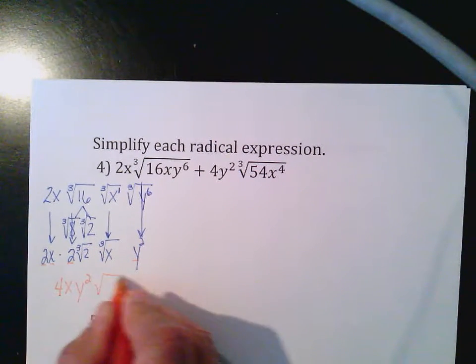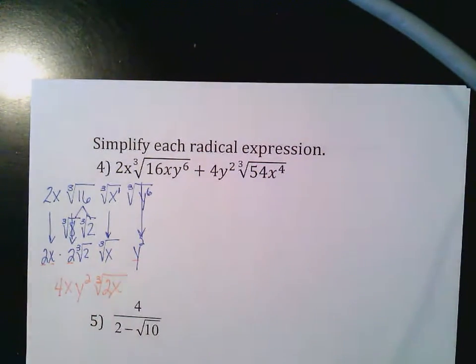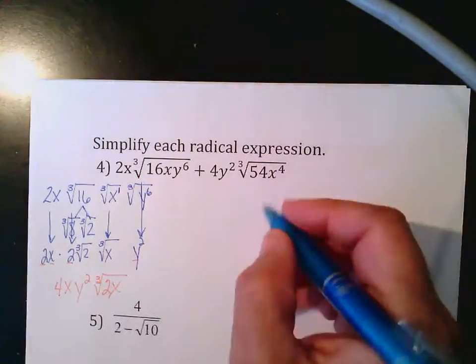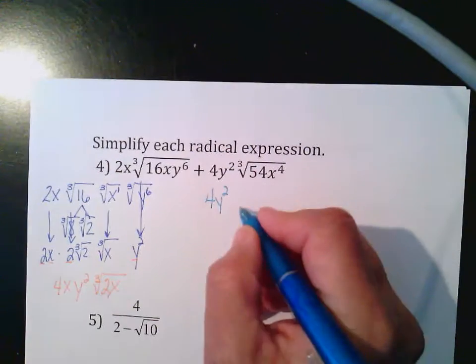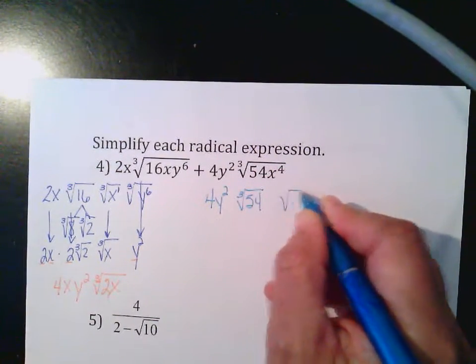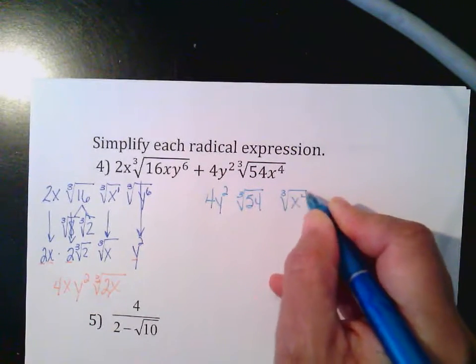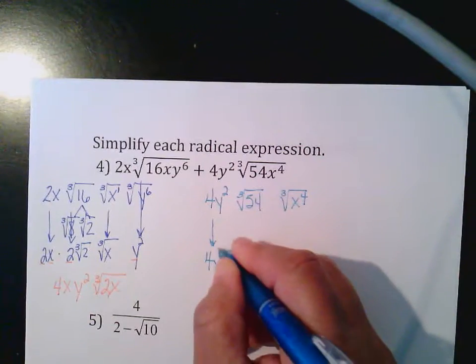And then under the cube root, I have a 2 and an x. Okay, so that's the simplified version of that first term. So we're going to go through the same process with the second term. I have a 4y squared out here, and then I'm going to divide this up. I've got the cube root of 54 times the cube root of x to the 4th. 4y squared, nothing's happening to that because it's not under the root.